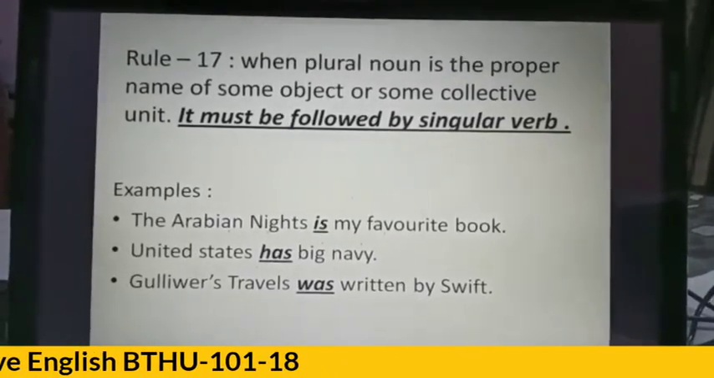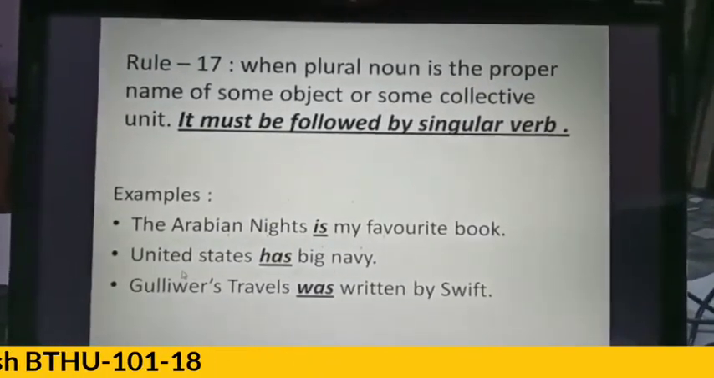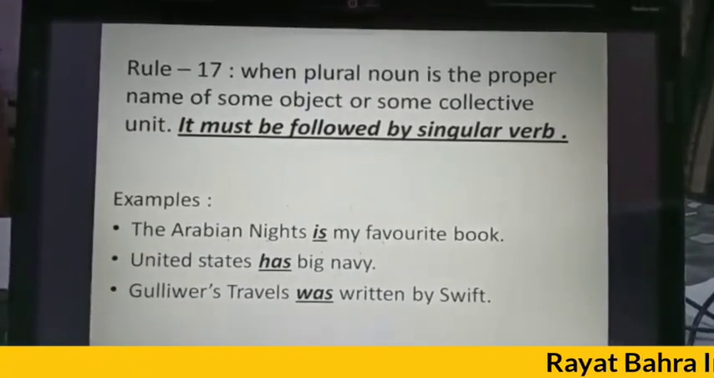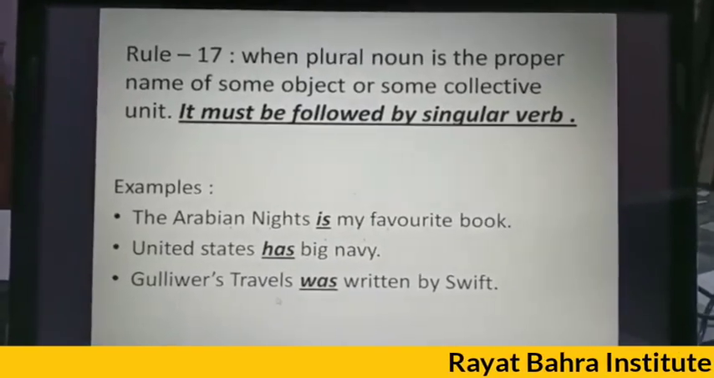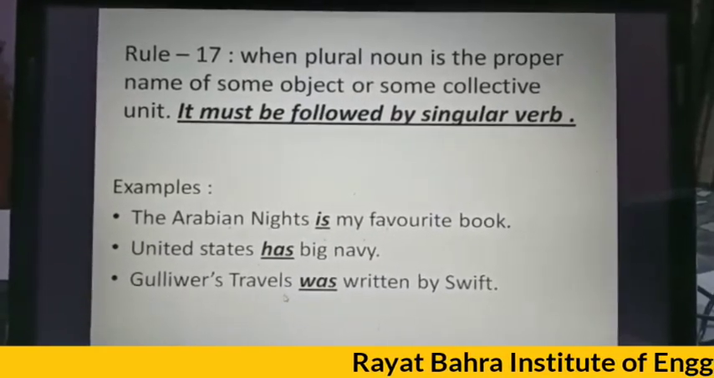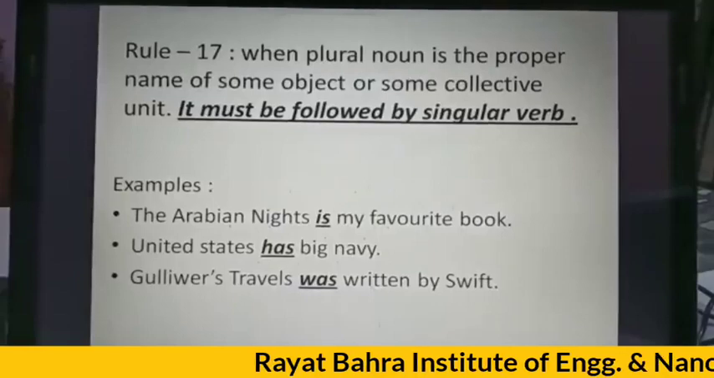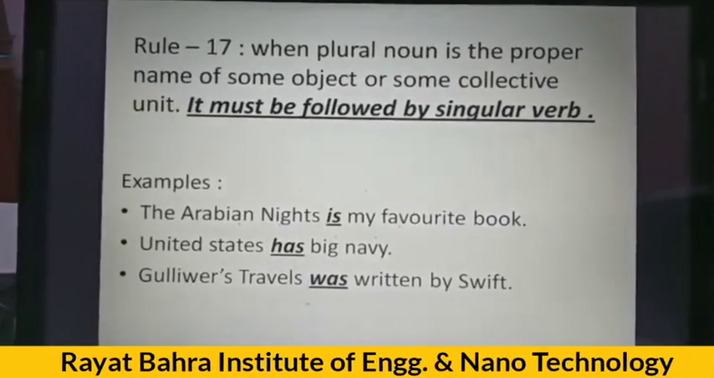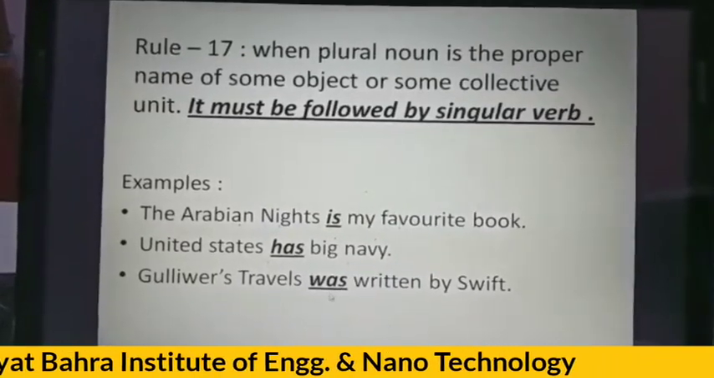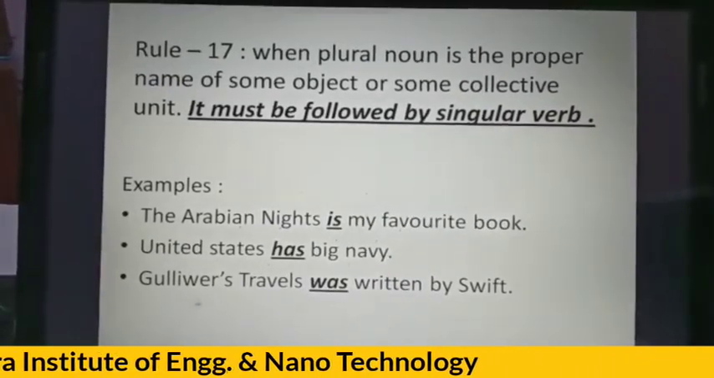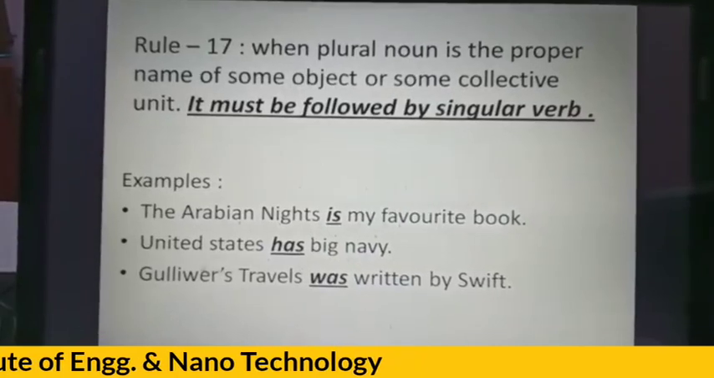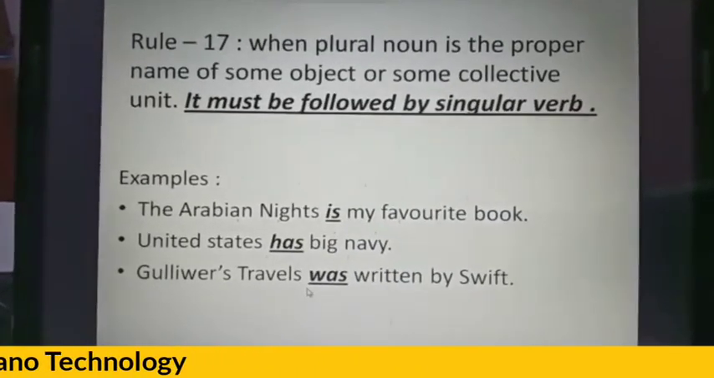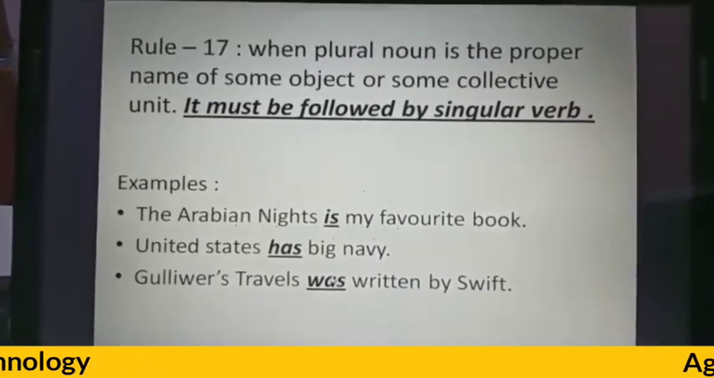Similarly, United States, this is one unit. So the United States has a big navy. Similarly, Gulliver's Travels. Now Gulliver's Travels is the name of a book and it was written by Swift. Though the word Travels is plural in form, it is referring to one single object. This is the name of a complete book. This is a proper noun, so it is accompanied by a singular verb.